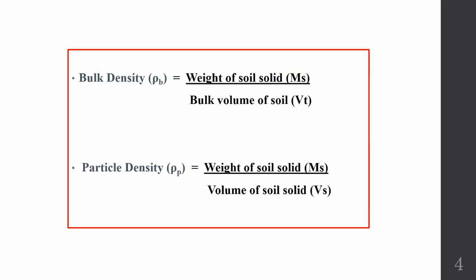The difference is that to find the particle density, we use the weight of soil solid divided by the volume of soil solid. We use only the volume of the soil solid. Okay. Did you get my point? Yes, ma'am. Okay.